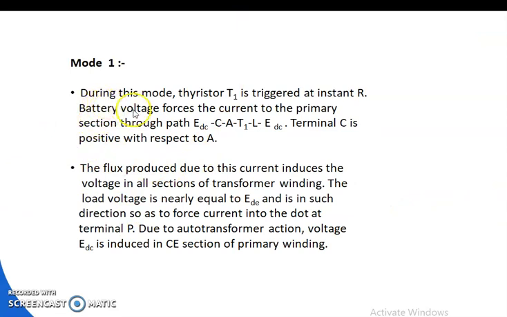Mode 1. During this mode, the thyristor T1 is triggered at the instant R. The battery voltage forces the current to the primary section through the path EDC, C, A, T1, L, EDC. The terminal C is positive with respect to A.